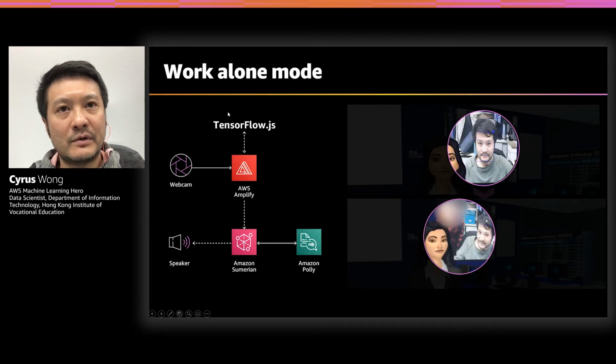We're using the machine learning model in TensorFlow JS to do the face detection. Once we find more than one face in the webcam image, it will send a message to the Sumerian host, and the Sumerian host will give the warning message through Polly to remind students they should work on the test alone.